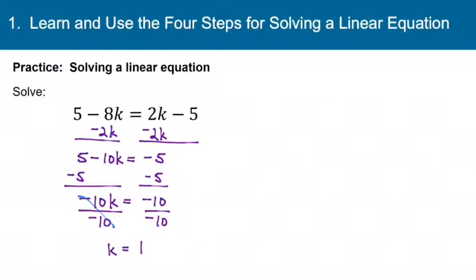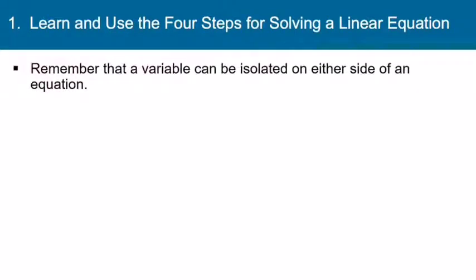But if you look back and compare the work we did on the last slide to this work, you'll notice that there are more negatives everywhere. So again, the reason we choose to eliminate the smaller variable term is to keep us from having to deal with so many negatives.